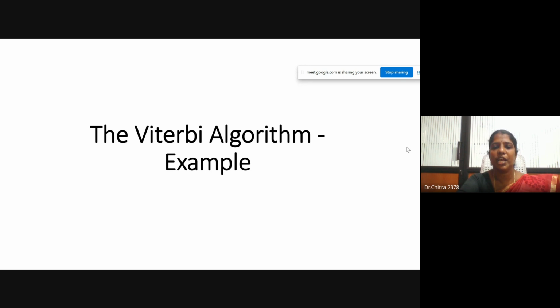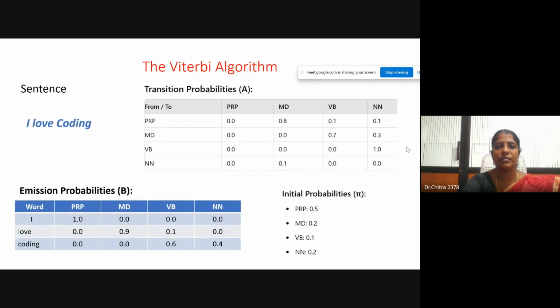With the Viterbi algorithm, the question is like this one. Here they will give one sentence. Our test sentence is "I love coding." What kind of part of speech? The final answer is POS tagging: I means noun, love means modal, and coding means verb. Like that, we will get the part of speech tagging.